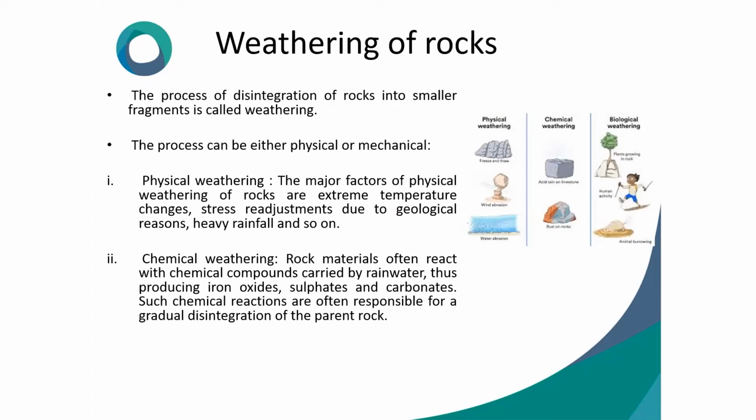So weathering of rock: the process of disintegration of rock into smaller fragments is called weathering. That's why I told you physical weathering, chemical weathering, and biological. The major factors of physical weathering of rocks are extreme temperature changes, stress readjustment due to geological reasons, heavy rain, and so on. In chemical weathering, rock materials often react with chemical compounds carried in rainwater, thus producing iron oxides, sulfates, and carbonates.